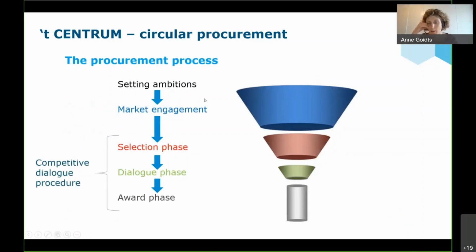And this is the process that we run through. So we started with setting our ambitions. Then we did a phase of market engagement, a selection phase, a dialogue phase, and an award phase. The last 3 phases are part of the competitive dialogue procedure. So we followed a procedure that's legal, it's innovative, but it's following the rules. But we try to look at how we can do this in a very innovative way in between the lines that are fixed. As you can see here, we started with a lot of participants, and at the end we ended with just one consortium. So it's like a funnel.